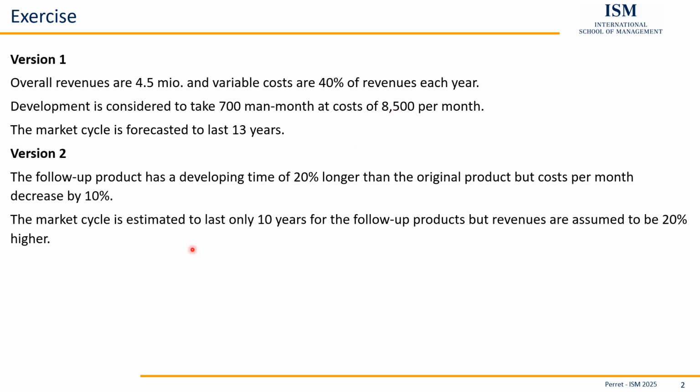Additionally, we know the market cycle is estimated to last only 10 years for this product, but revenues are to be assumed 20% higher than the original product, so we can multiply this value here with 1.2. Our task then: determine the payoff periods for both versions. Well, let's start with this.